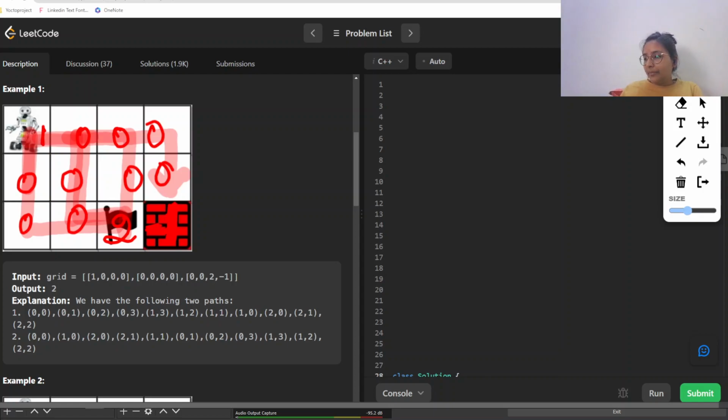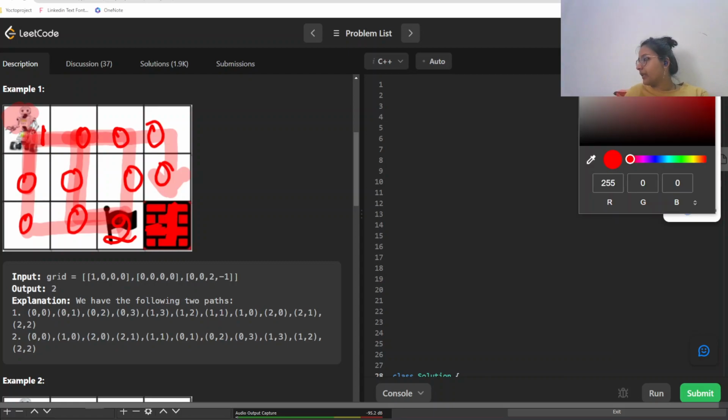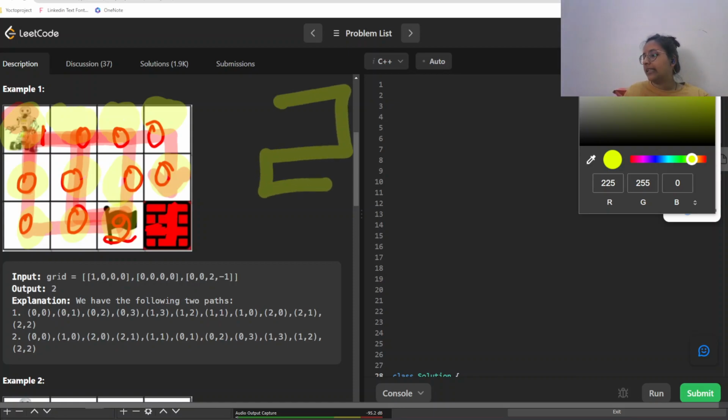Now, as per the explanation, they are saying that there are only two paths, and they are saying for 0,0 as the starting point, then 0,1, that is this point, then 0,2, then 0,3, and then they reach here 1,3, then 1,2, then 1,1, then 1,0, then 2,0, then 2,1, and then finally the path where we want to reach. So basically they directly reach that point.